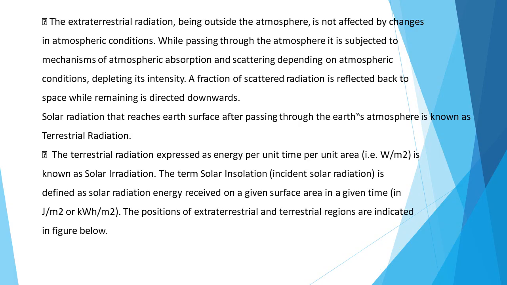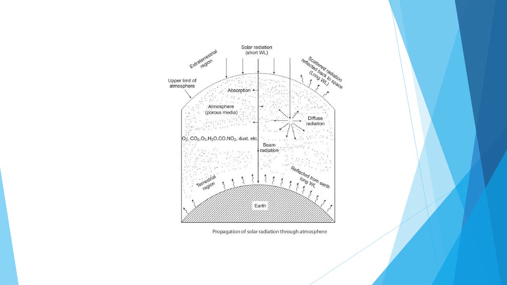Solar radiation that reaches the Earth's surface after passing through the Earth's atmosphere is known as terrestrial radiation. The terrestrial radiation expressed as energy per unit time per unit area is known as solar irradiance. The term solar insolation is defined as solar radiation energy received on a given surface area in a given time. The positions of extraterrestrial and terrestrial regions are indicated in the figure below. This is the propagation of solar radiation through the atmosphere.